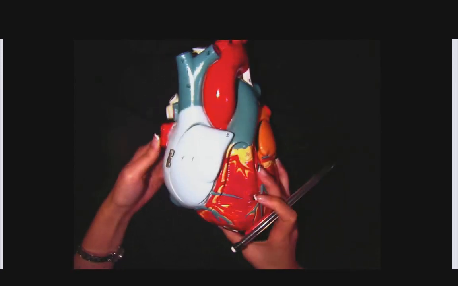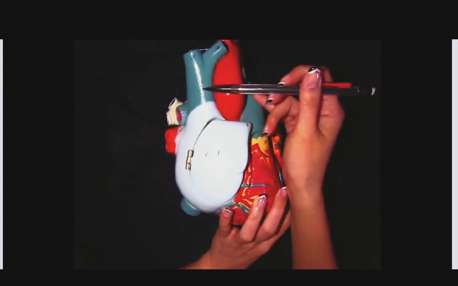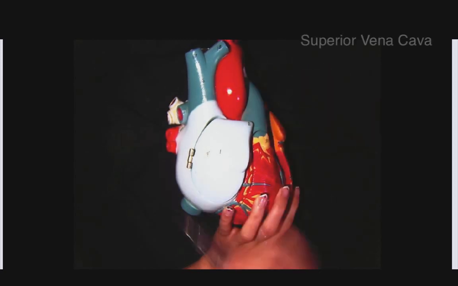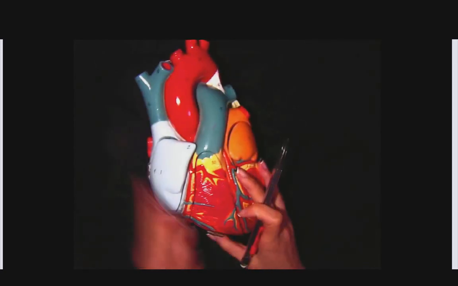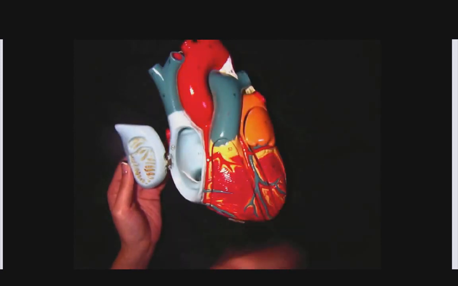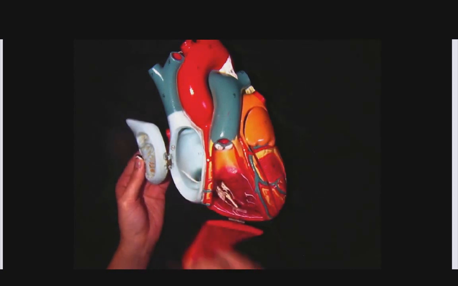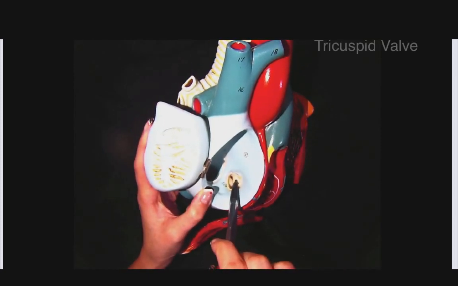So for example, name: superior vena cava. Name: inferior vena cava. Name: right atrium. Name: tricuspid valve.